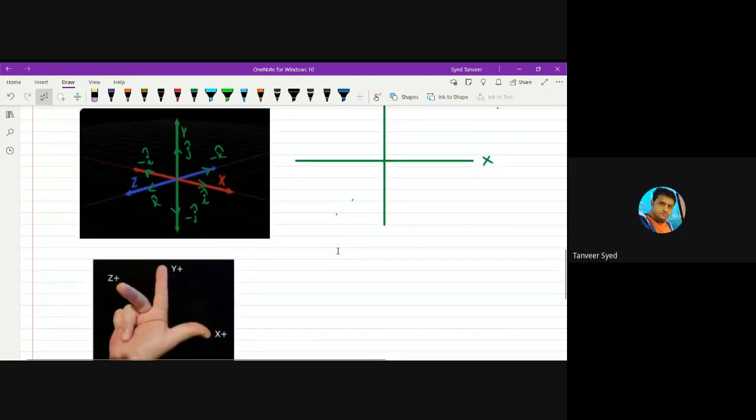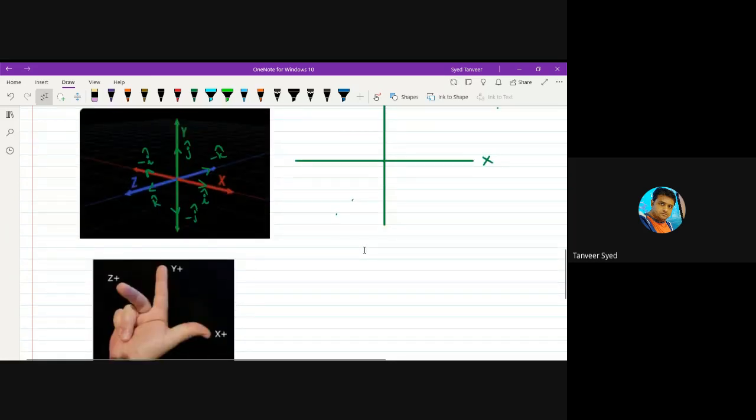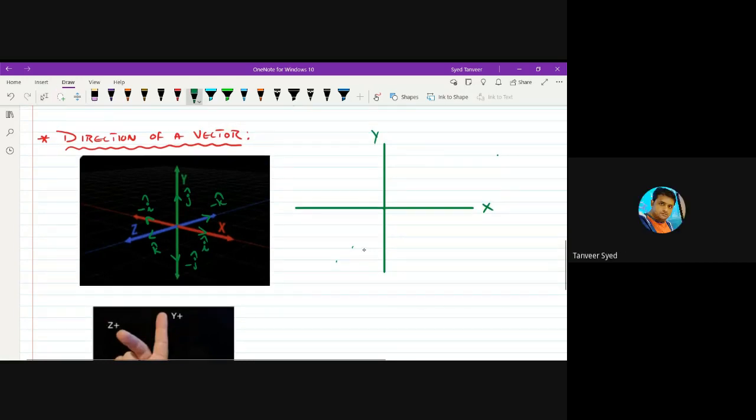Now, if I ask you what is the angle between i cap and j cap, what is it? 90. Angle between i cap and k cap, 90, sir. Angle between j cap and k cap, 90, sir. Angle between i cap and minus i cap, 180. Angle between k cap and minus k cap, 180.